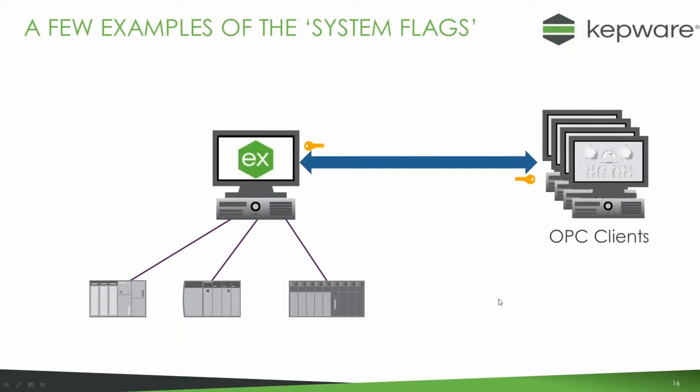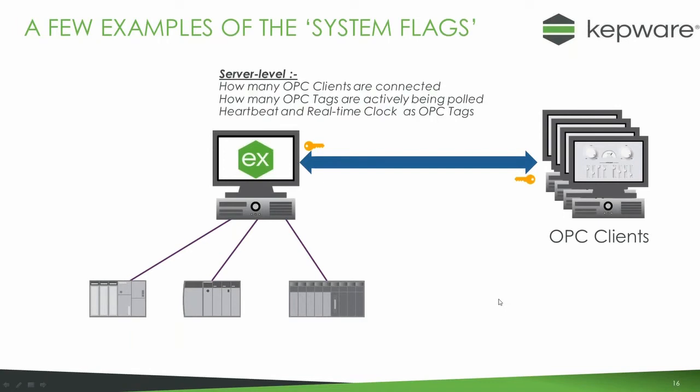So here are a few examples of the system flags themselves. You have system flags that sit at the server level, that show things like the number of OPC clients that are connected at any one time, the number of OPC tags that are being polled at any one time. And also you have tags coming from the server which are very useful for use as heartbeats. So you have hours, minutes, seconds, times, and that sort of thing.